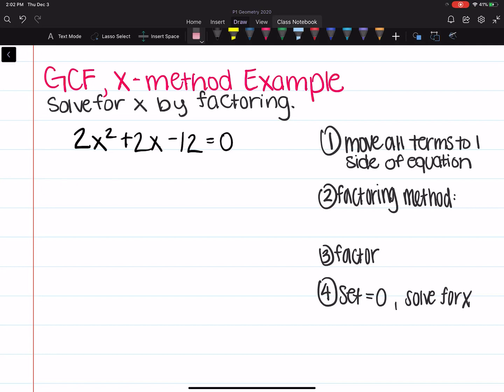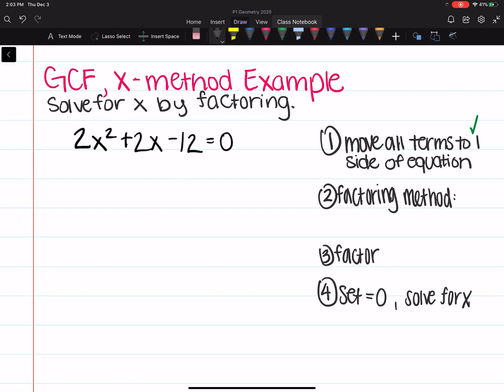So our 4 steps for solving by factoring are on the right-hand side here. We always want to make sure that our equation is set equal to 0. So if there's some terms on one side of the equation, we want to move them over to the other side. Right. In this example, 2x squared plus 2x minus 12, that's already set equal to 0. So our first step is taken care of for us.